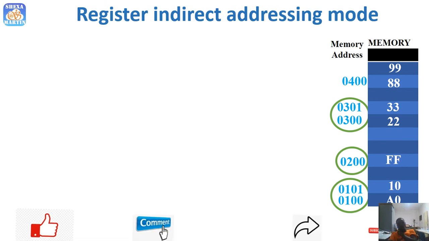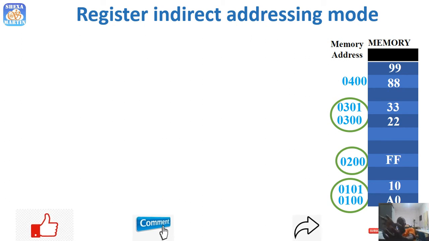Right, let's now look at register indirect addressing mode. Previously it was direct because the information was encoded within the instruction. And what was the information? The memory address or the effective address, some call it an offset. You know what I'm saying? In this case, it's now register indirect, meaning to say it's no longer direct.